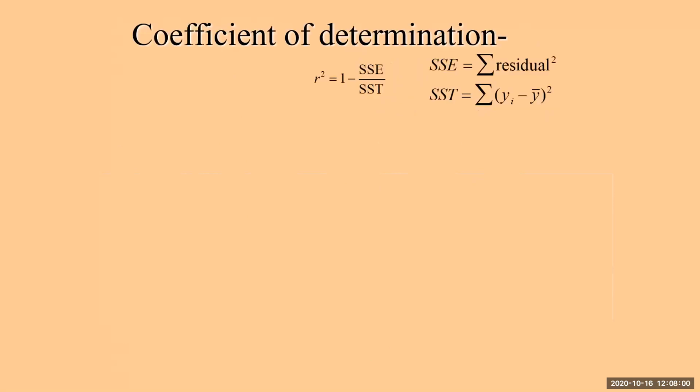So coefficient of determination is r squared. We have a couple of formulas in order to find it. Again, these are on your AP formula sheet. You don't need to memorize them. You just need to know where to access them.